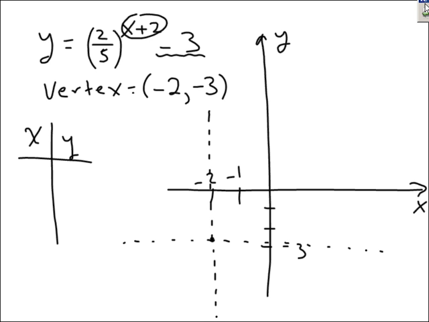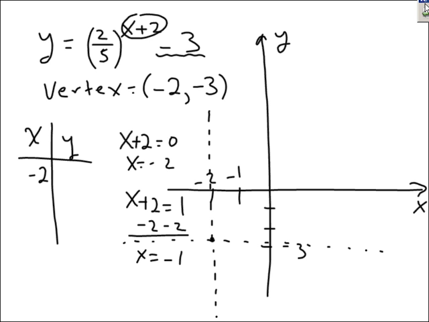Okay, we want the exponent to be 0 and 1. Well, the exponent is x plus 2. When is it 0? When x is negative 2. When is the exponent equal to 1? That happens to be when x is negative 1. Okay, so I make my exponent 0 and 1. That doesn't mean I let x be 0 and 1.